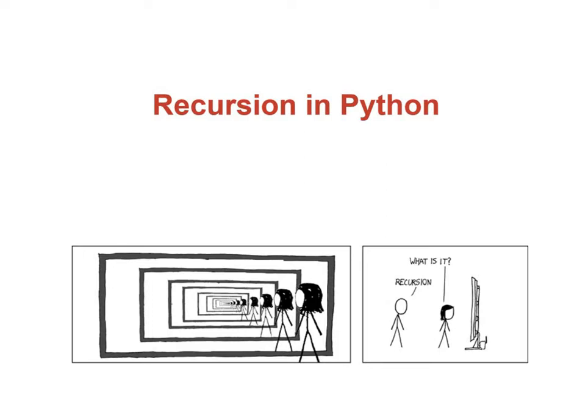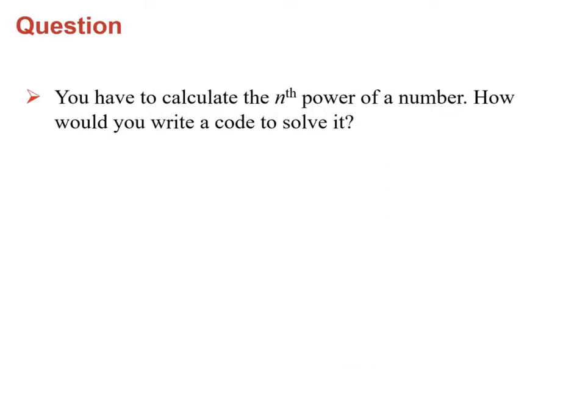So let's start with a question. Let's say that you have to find the nth power of a number. How would you write a code to solve it? This is an easy problem. You have to find 2 to the n or 3 to the n. You have to find the nth power of this number. What is the first thing that comes to your mind?